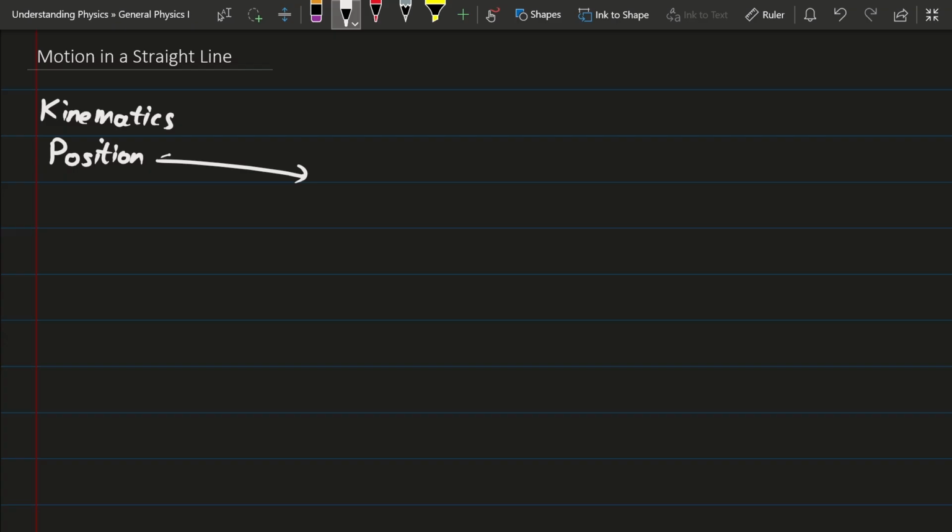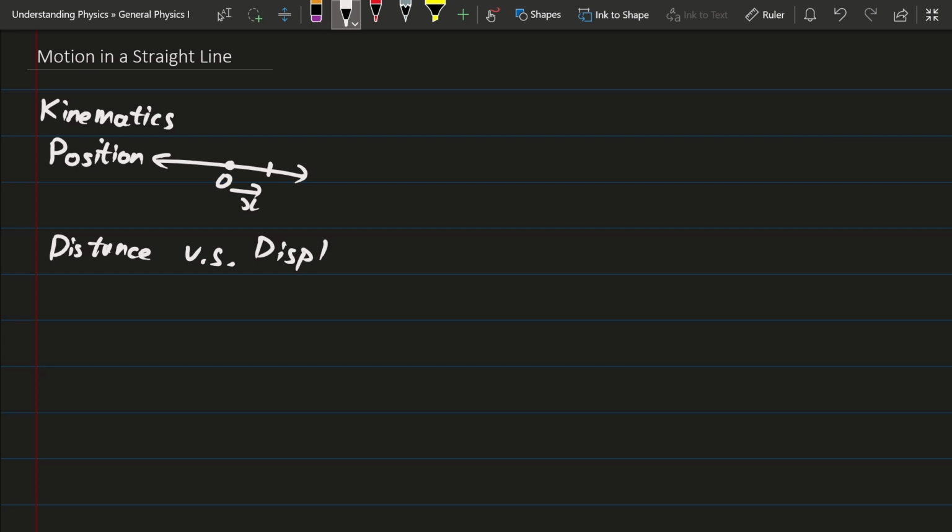So, for example, let's say this is 0. You could say that your position will be at a certain distance from 0, or your point of reference, which is, for example, in here to be x. After this, we want to discuss the difference between distance and displacement.